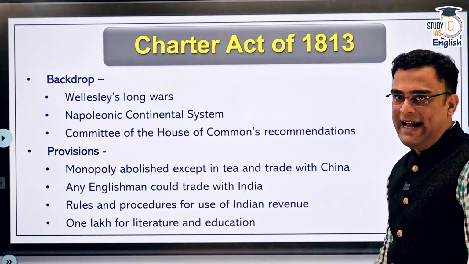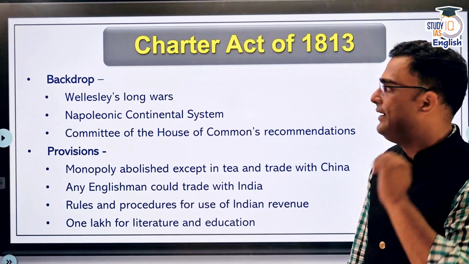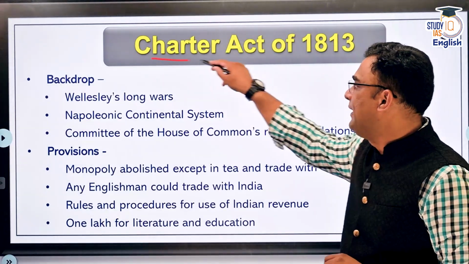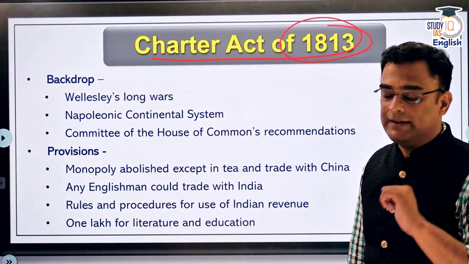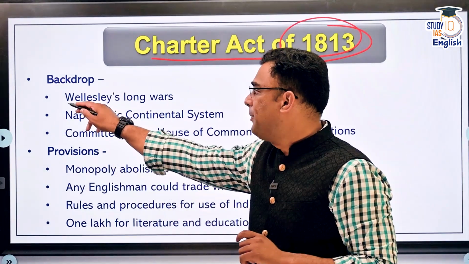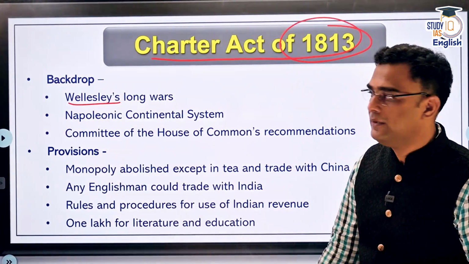Now let's see the next act. So we have seen 2 acts, Regulating Act and Pitt's India Act. Let's see the next act, which is a very important one, Charter Act of 1813. The backdrop of this act is Wellesley's long wars in India.